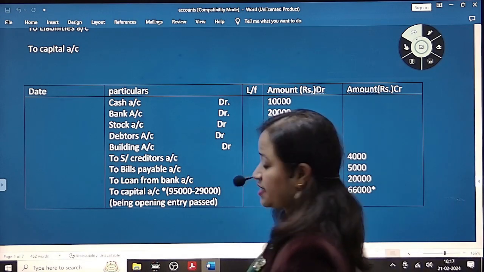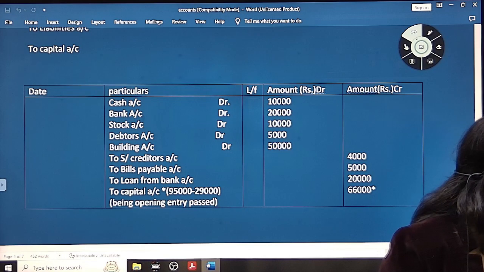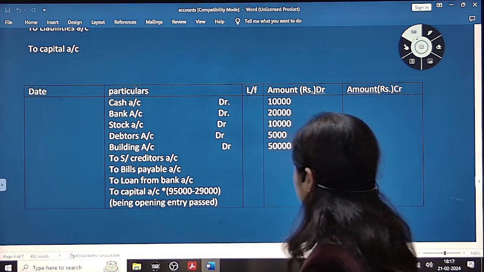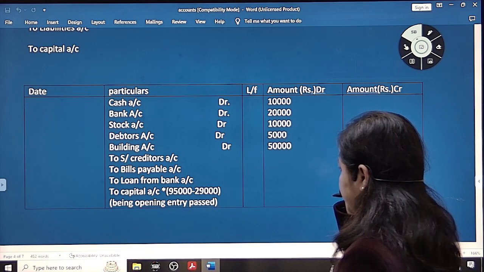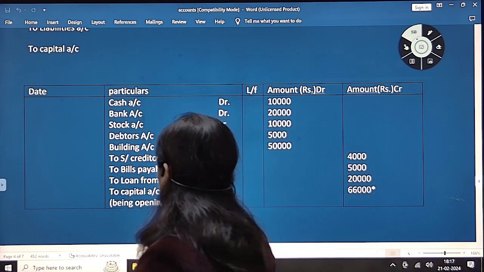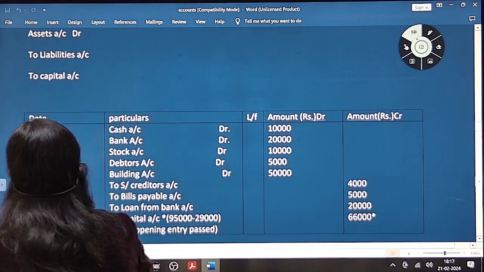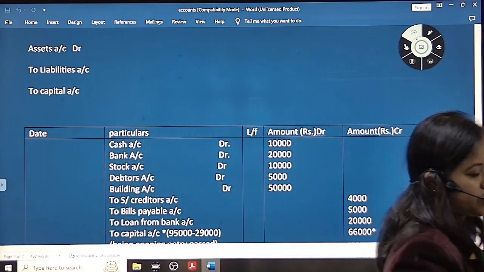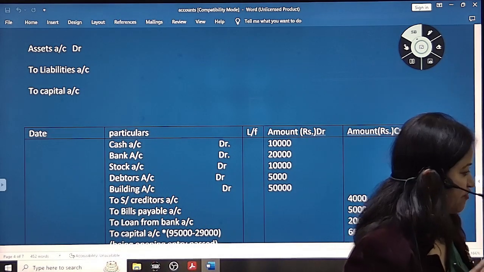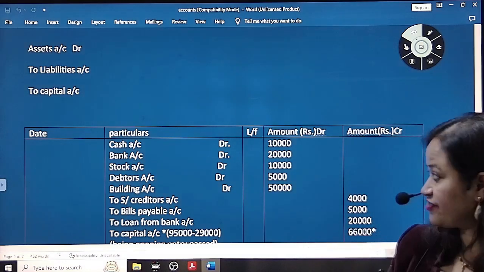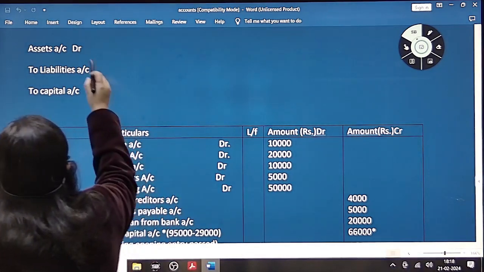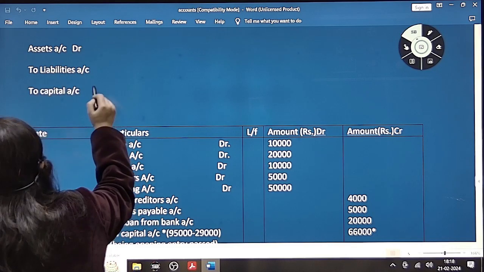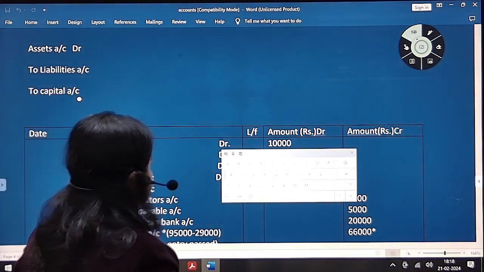Ma'am, if there will be balance on debit side, then what will we write here? Here we write to capital account balance. If there will be balance on the debit side, then what will we write? No, it has to balance. As I have told you, this is the accounting equation, related to debit and credit. For every debit there is a credit. So this is the journal entry, asset account debit to liability account. Here the balance will come here itself. Okay?